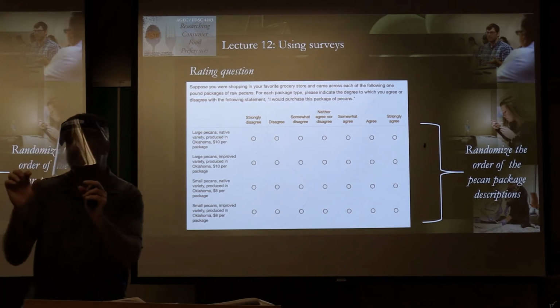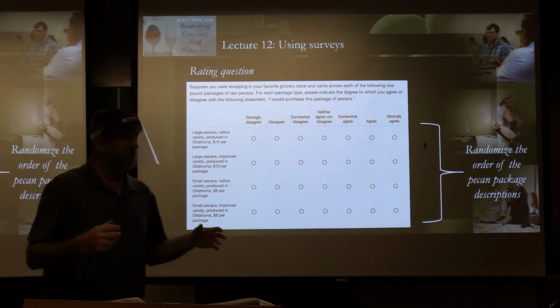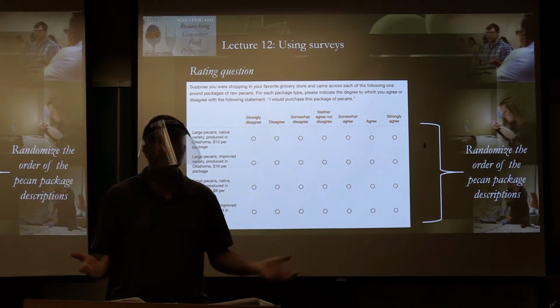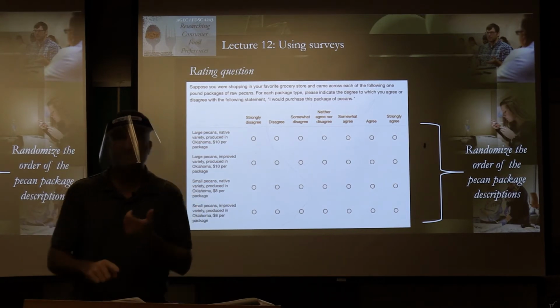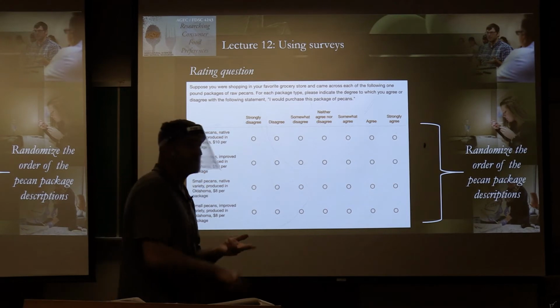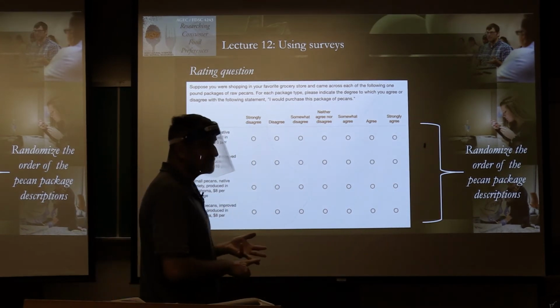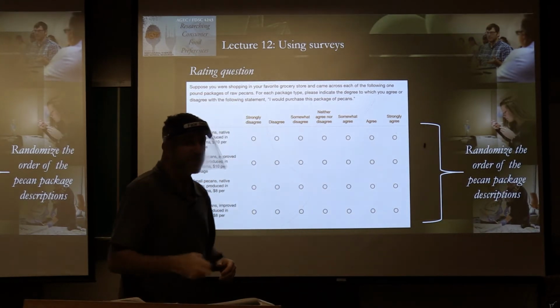But then remember, what we want to know is how each attribute impacts overall preferences. If you just had that one package and people like it a lot, well, you don't know why they like it. You don't know if it's because it was a large pecan, or because it was an improved variety or native, or because it was produced in Oklahoma. So you have to have some variety there to see the impact of each attribute.